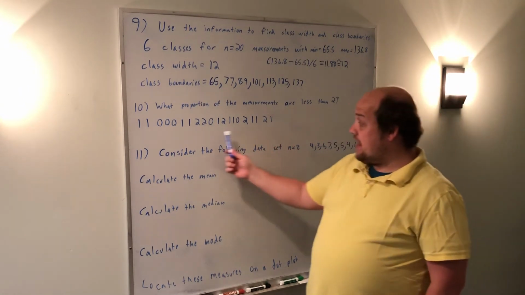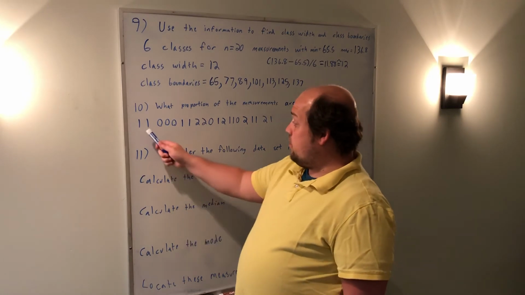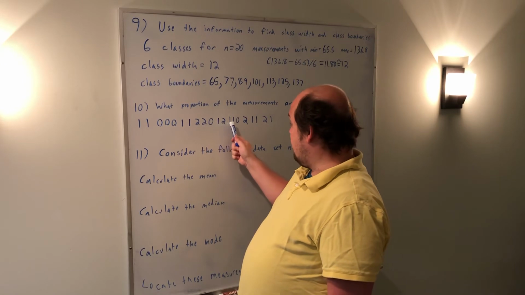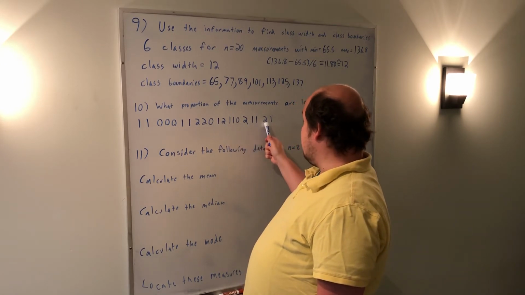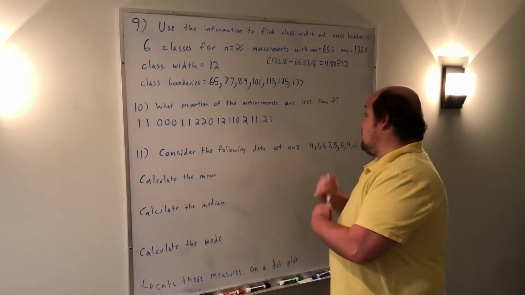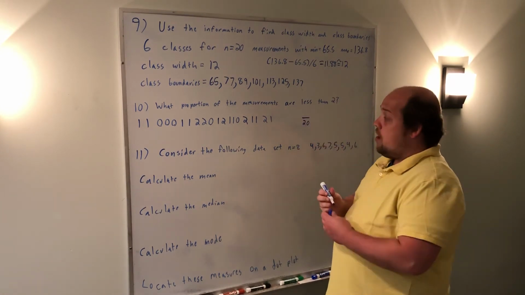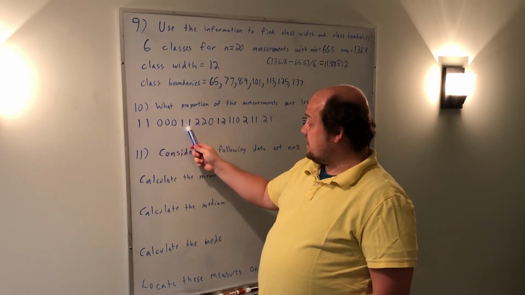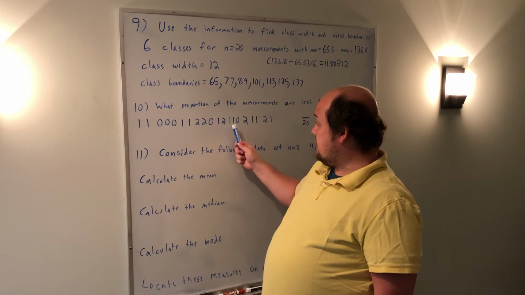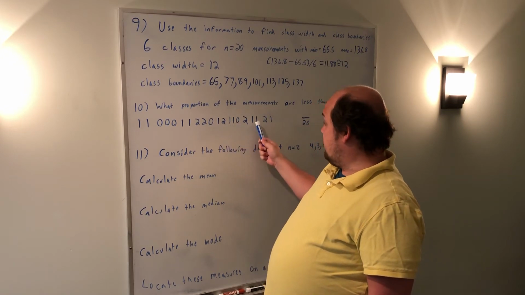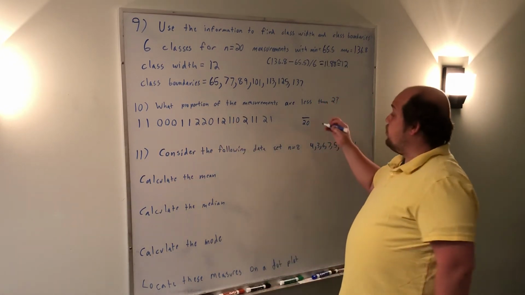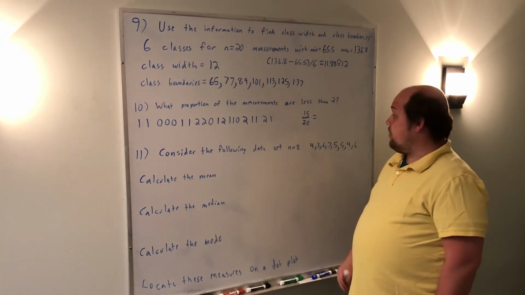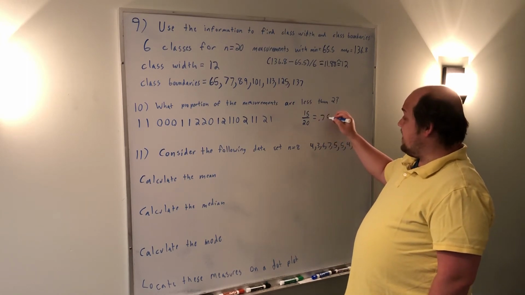So, what proportion of the measurements are less than 2? Well, that's everything that I have except the ones that are 2s. So I have 1, 2, 3, 4, 5, 6, 7, 8, 9, 10, 11, 12, 13, 14, 15, 16, 17, 18, 19, 20 total measurements. My proportion is going to be out of 20. Of those, the ones that are less than 2 are 1, 2, 3, 4, 5, 6, 7, 8, 9, 10, 11, 12, 13, 14, 15. So the proportion of measurements less than 2 is 15 out of 20. Or as a decimal, my calculator tells me 0.75.